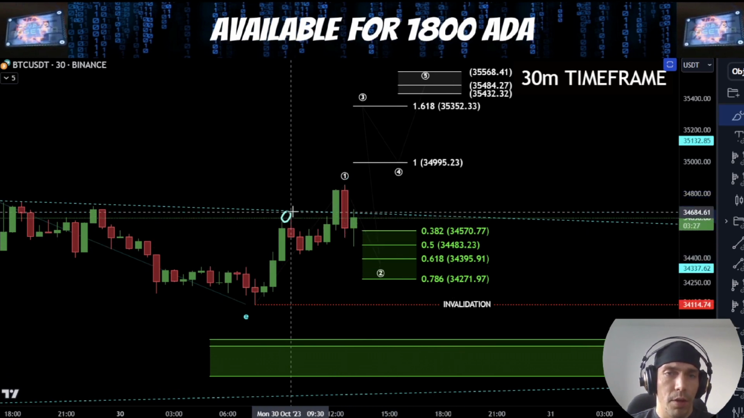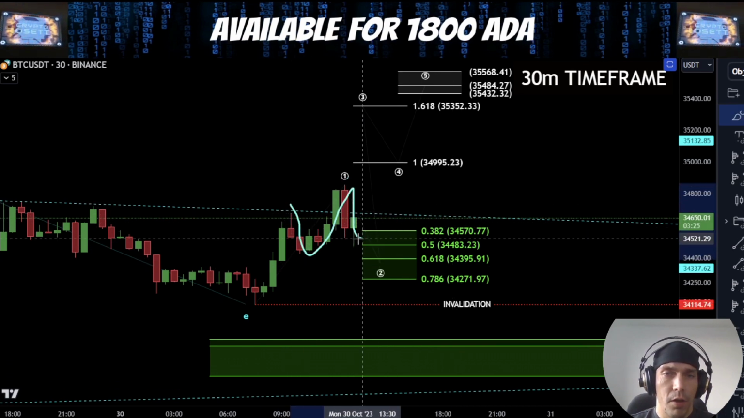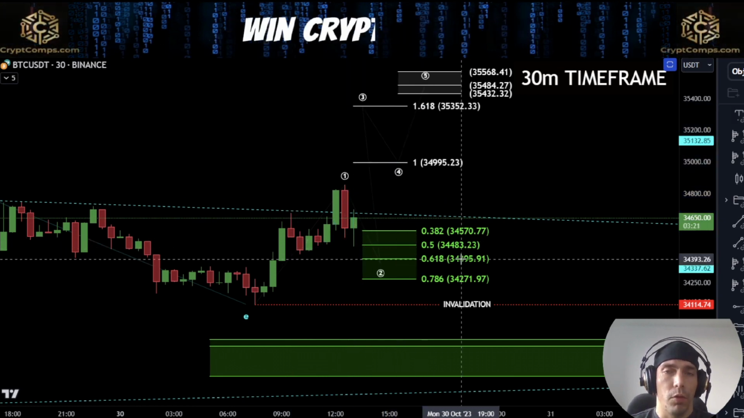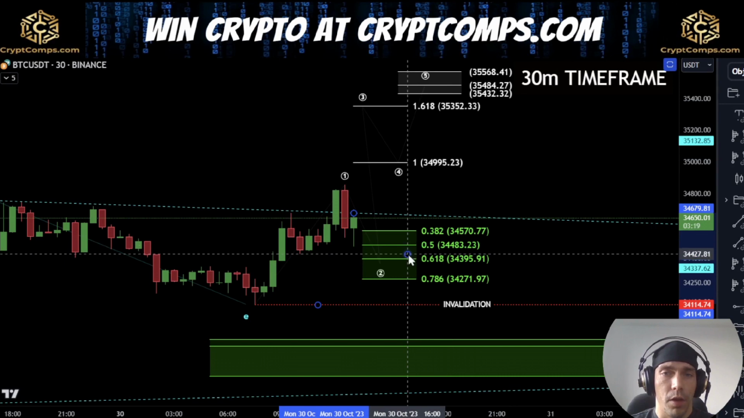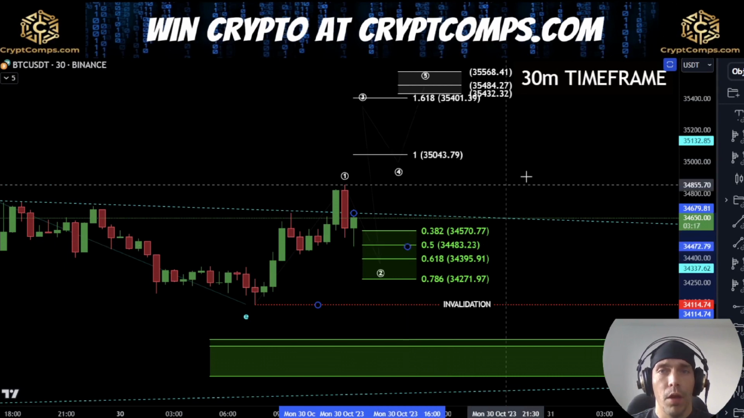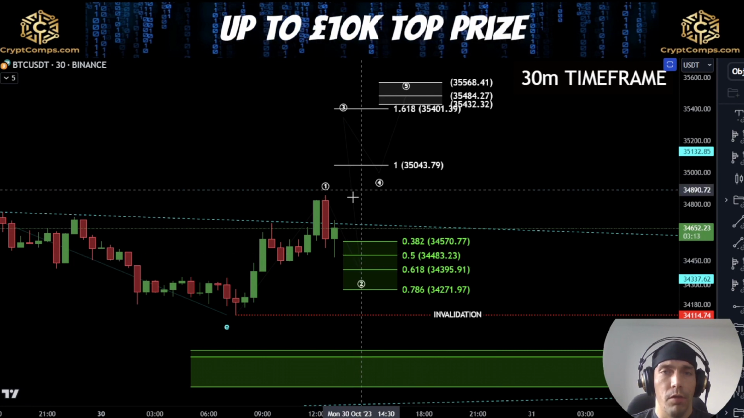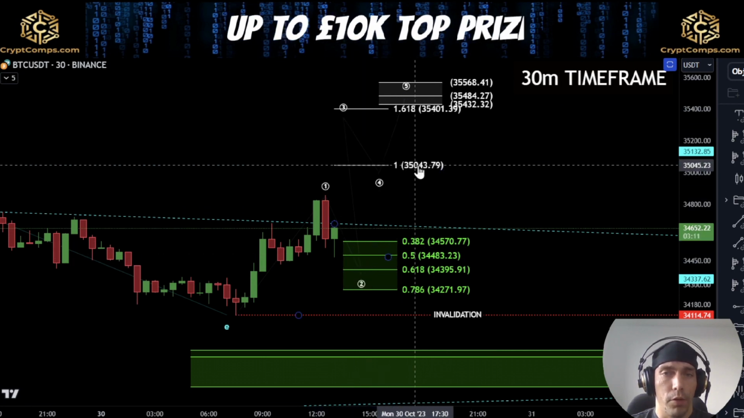If, however, we complete into this high here, this could actually be enough to have already completed the move, and we could be looking for this third wave up. So the key difference here is that if we complete into this zone, 35,401 is going to be a typical third wave area, in which case we'll be looking for an additional fourth and a fifth to the upside.